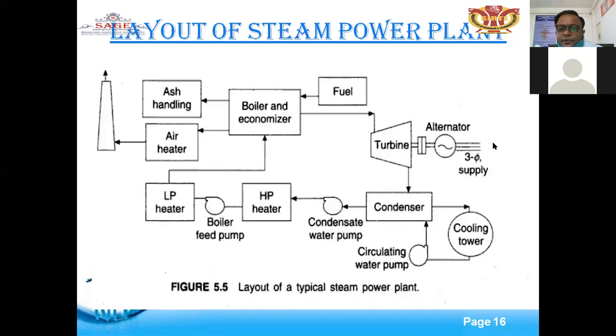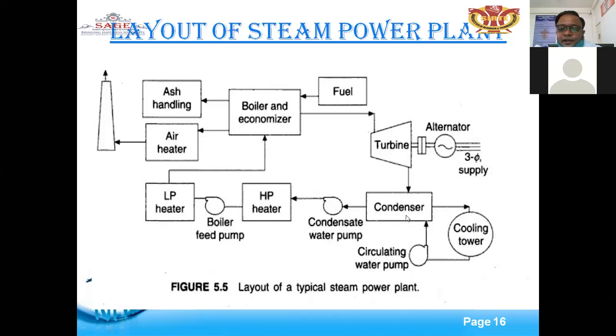There is a transformer where the mechanical energy is converted into electrical energy, and after that the electrical energy is supplied to the required place. And the cooling tower is installed here behind the condenser side for supplying the cooling water to condense the steam into liquid form.